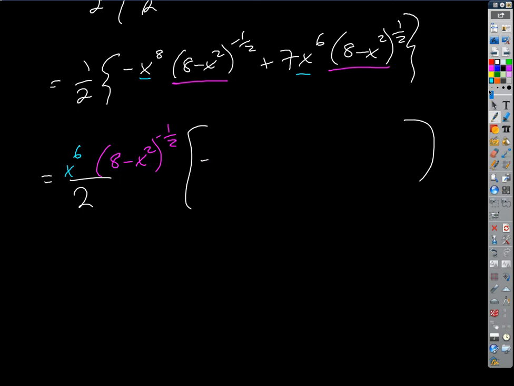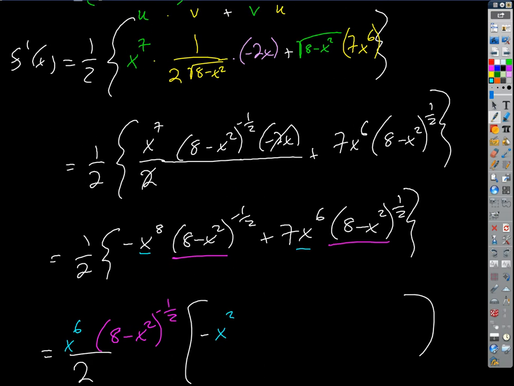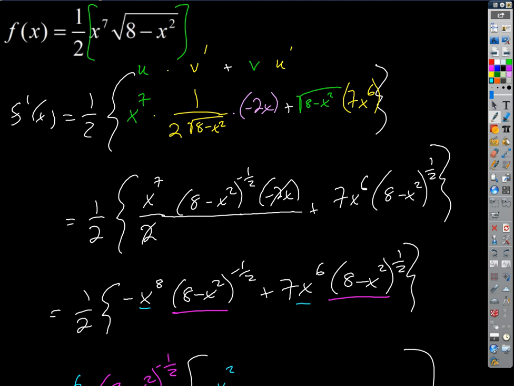Wait, how did you get negative x to the 8th? How did I get that? Let's see. Oh, right. So we had a negative x there times an x to the 7th.